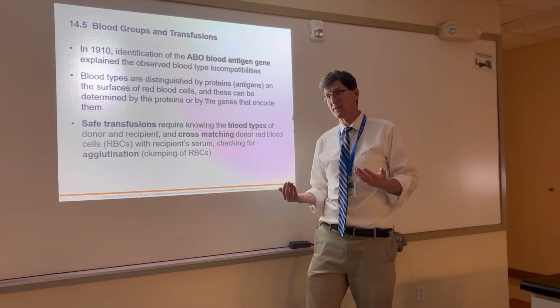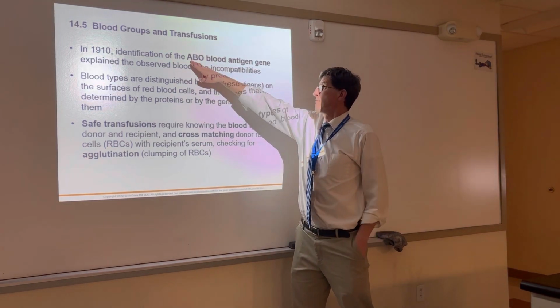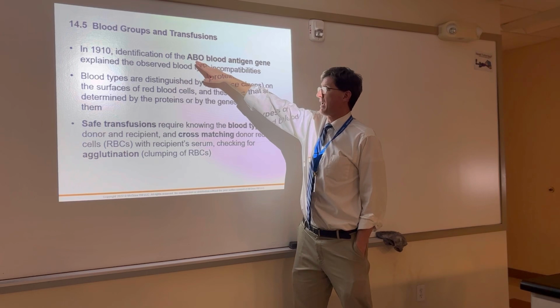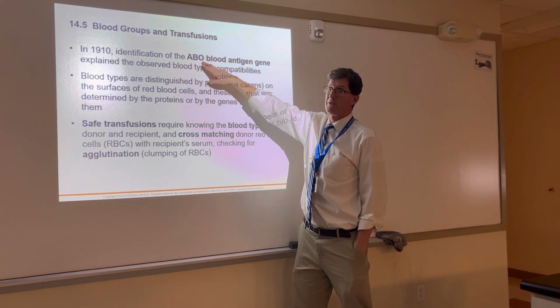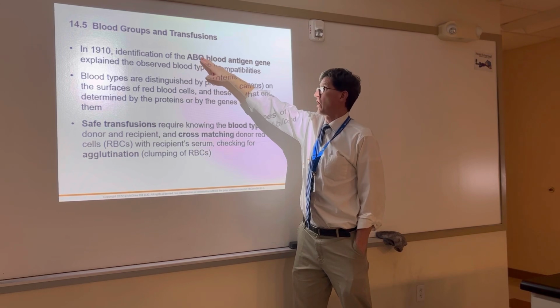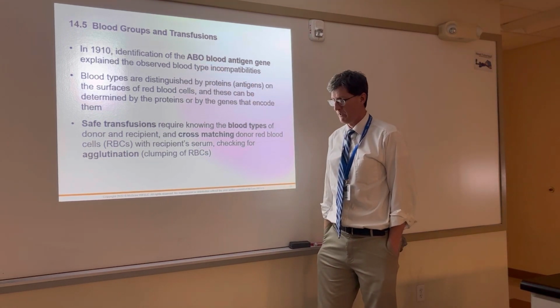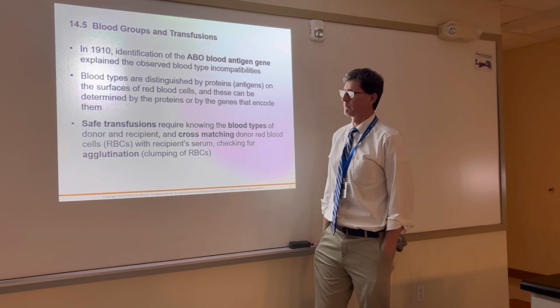So red blood cells have antigens that identify them. There are antigens that make red blood cells type A. There are red blood cells that have antigen B. There are red blood cells that have both, and there are red blood cells that have neither, which is O. And then there's also another antigen that's called the Rh factor, and we'll talk about that, or antigen C, I think, or D or something like that.